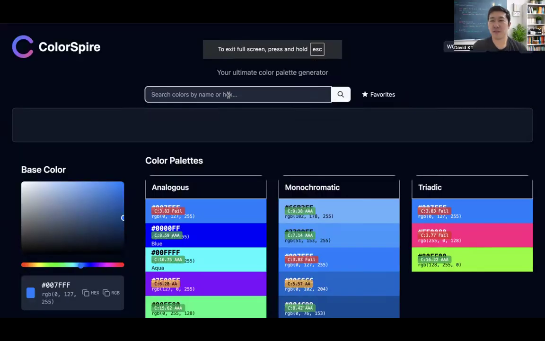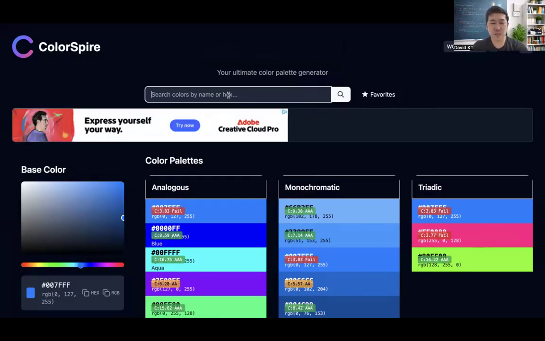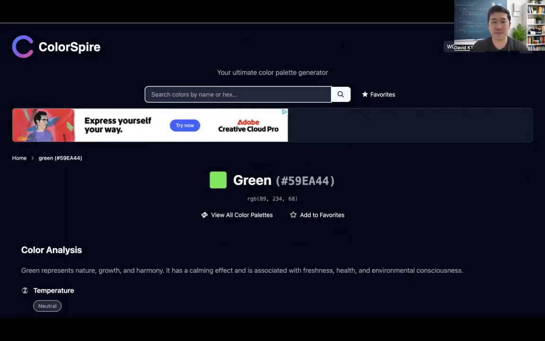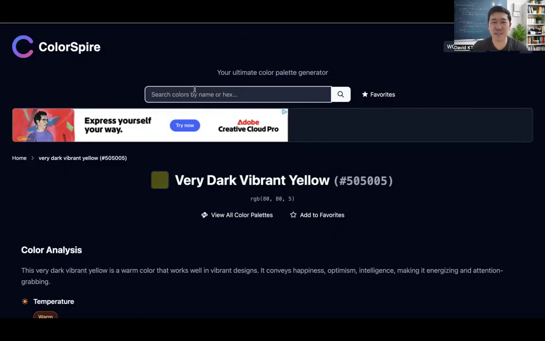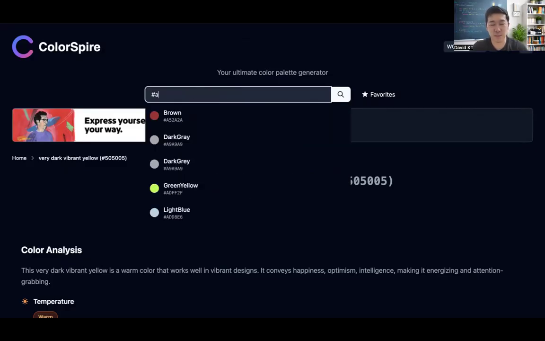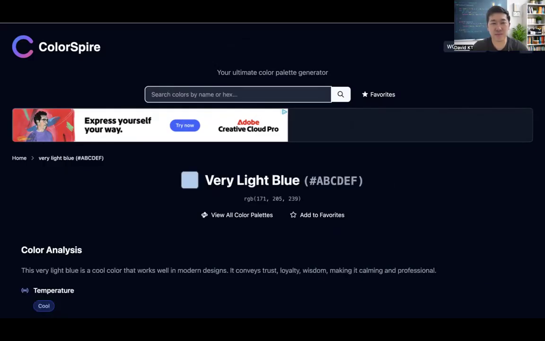So let's go over here. We'll look at this website, Color Display. So it's colorspire.com. Feel free to go to this website yourself and try it on your own. So let's put in some things. Let's try 59EA44. I just made that up. Looks like it's green. Let's try another one. 505005. A very dark, vibrant yellow. Let's try here. ABCDEF. Very light blue. Okay, cool.